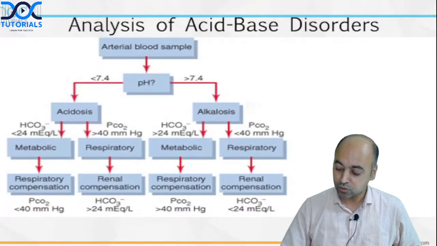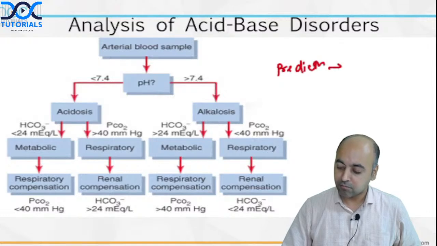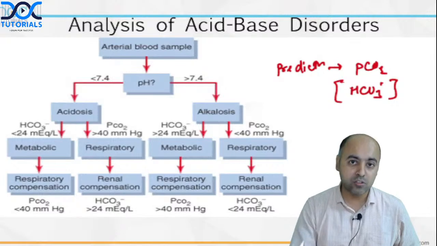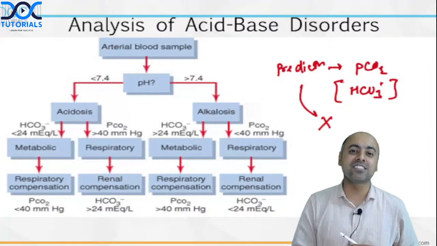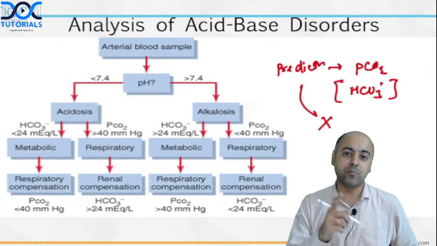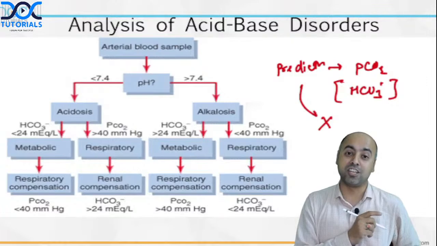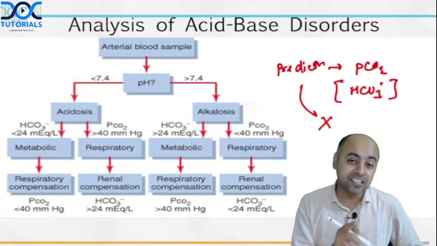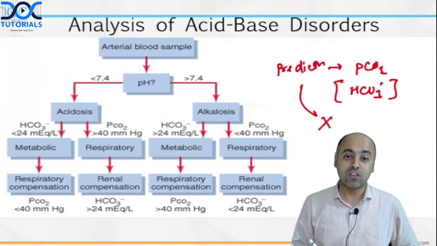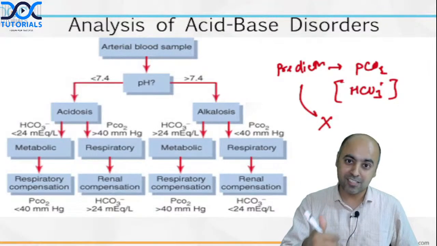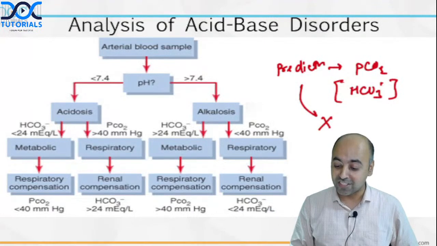Okay, so you make a prediction for the PCO2 and the bicarbonate based on whether it is acidosis or alkalosis. If your prediction is wrong, then compensation is there. If the prediction is wrong for PCO2, then it is respiratory compensation. If the prediction is wrong for bicarbonate, then renal or metabolic compensation is there. So your prediction will help you identify the primary cause as well as the compensation.